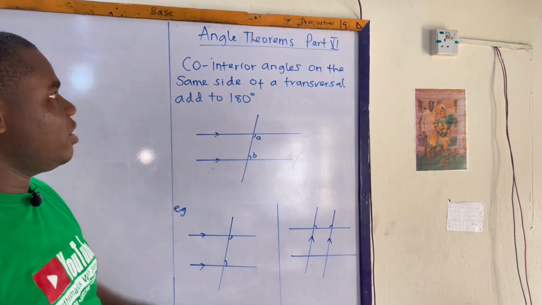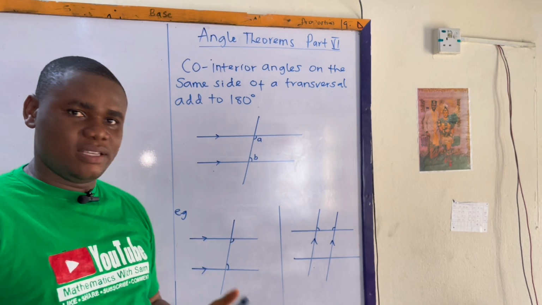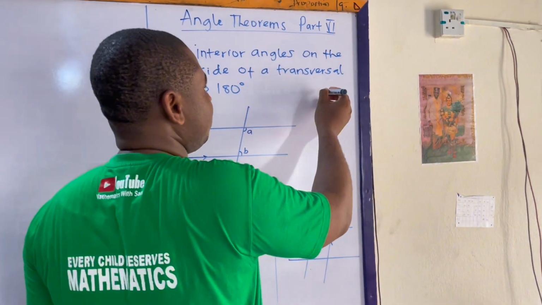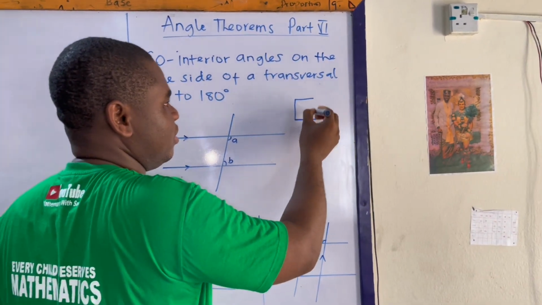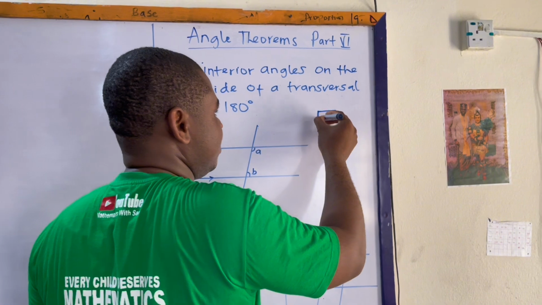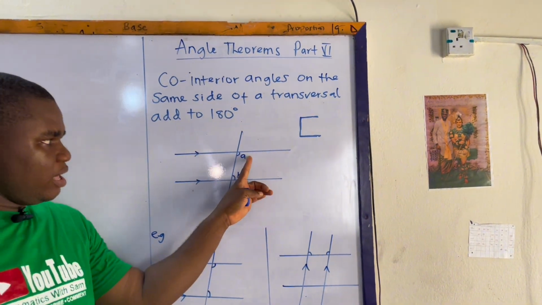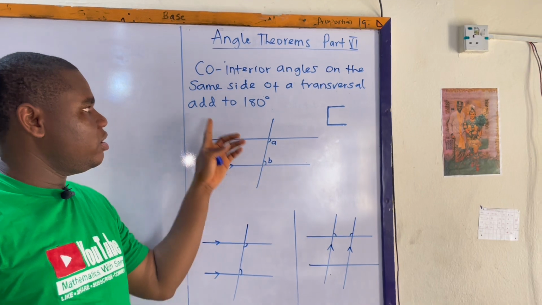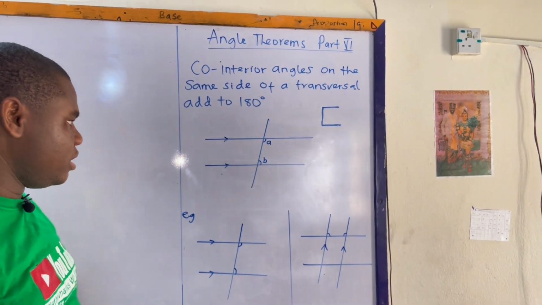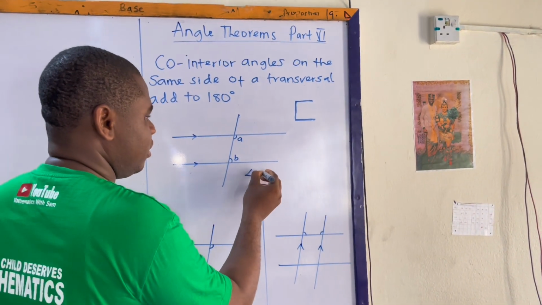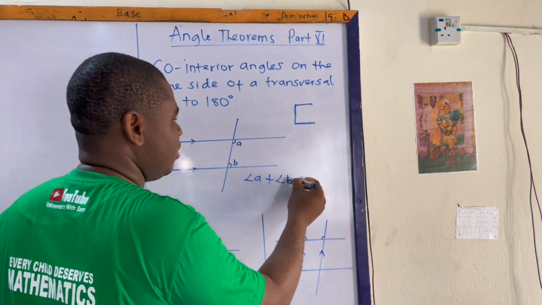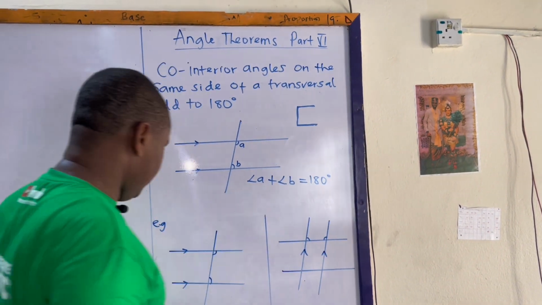Another name for the co-interior angles, if you don't mind, is C angles, because they usually form a shape that looks like this, C. Alright, so now it therefore means that A plus B will add up to 180 degrees. That means angle A plus angle B equals 180 degrees.